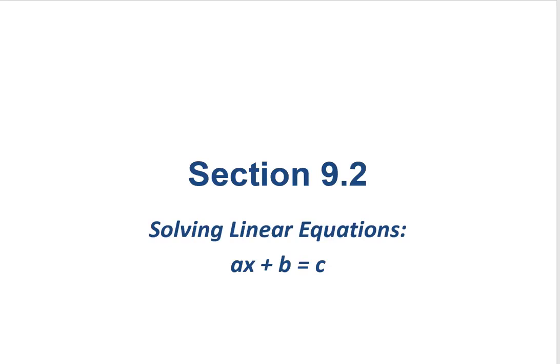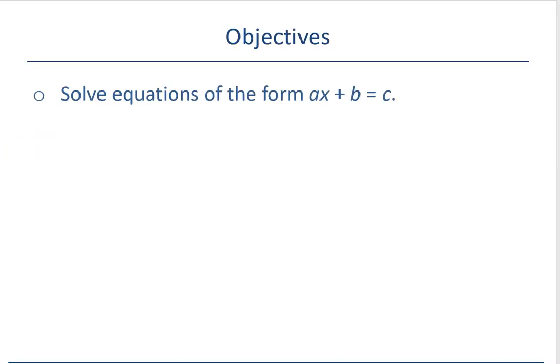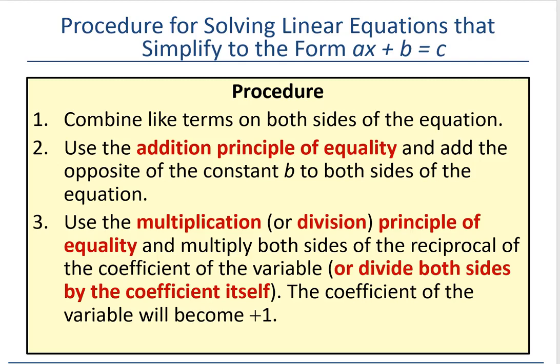Lesson 9.2, solving the linear equation in the form of ax plus b equals c. Okay, there's our objectives, same thing as before. And the procedure for this one is to combine like terms on both sides of the equation, use the addition principle of equality, and add the opposite of the constant b to both sides of the equation, and then use the multiplication property.